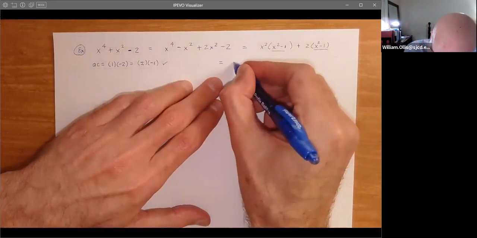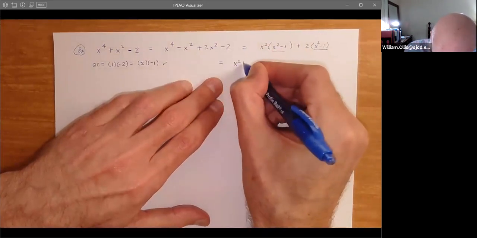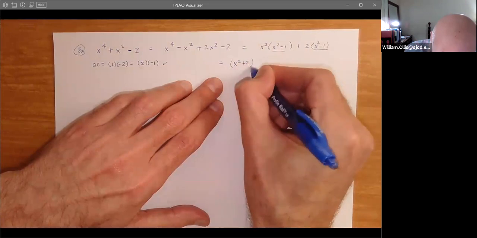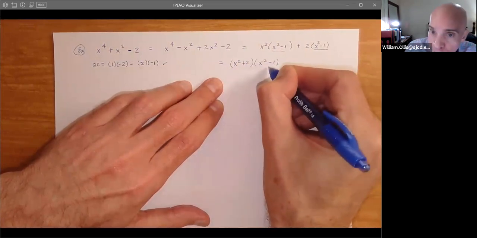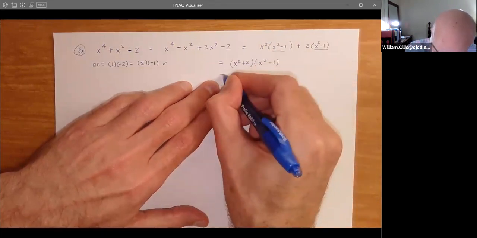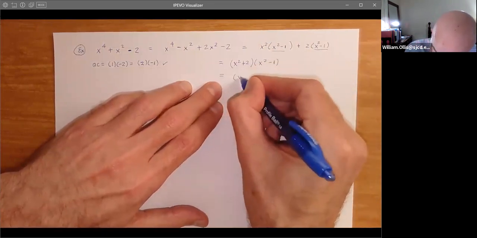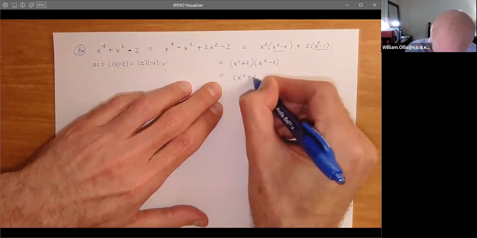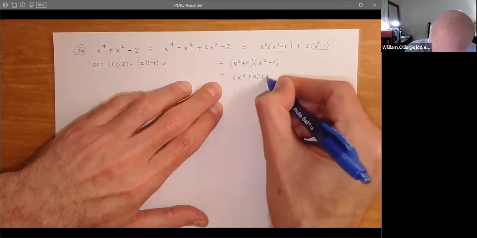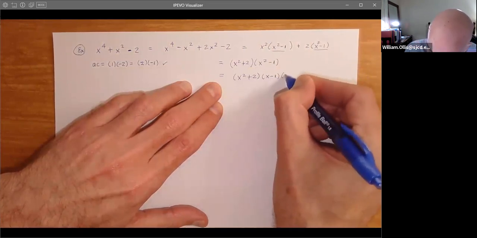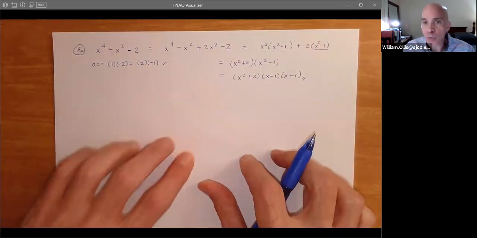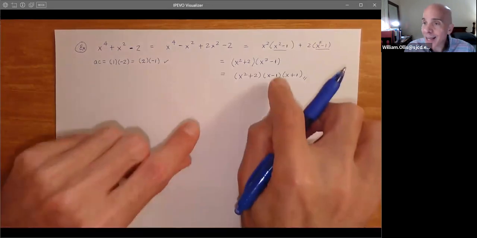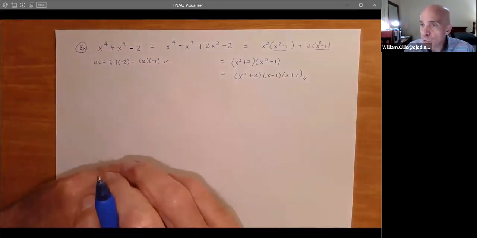So now we have x squared plus 2 times x squared minus 1. Now, of course, this is just a difference of squares, and so we can go ahead and keep going. So we get x squared plus 2 times x minus 1 times x plus 1. So here's a part of that problem that I introduced where you did not have to use the new technique.